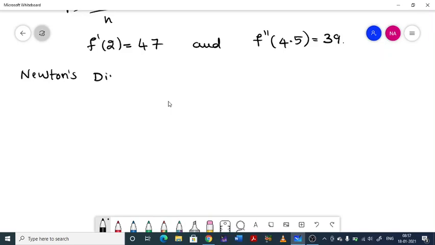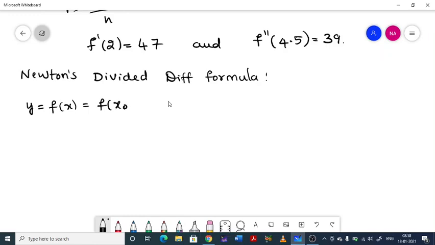Newton's divided difference formula. You are familiar with Newton's divided difference formula. From that we are going to get the formula for derivative. By Newton's divided difference formula, we have y equal to f of x equal to f of x naught plus x minus x naught into delta f of x naught. Here actually the first divided difference I have to write.